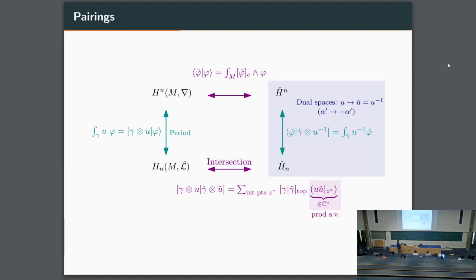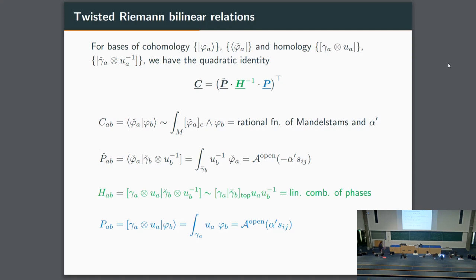And it's very important that this product is single valued. So it's just some sort of complex number or phase. And so now that we have all of these spaces and we know how to pair them in various different ways, it turns out that they satisfy this very nice relation called the twisted Riemann bilinear relations. And it basically just says that my cohomology intersection matrix is equal to a matrix product of my period matrices and this intersection matrix of homology.